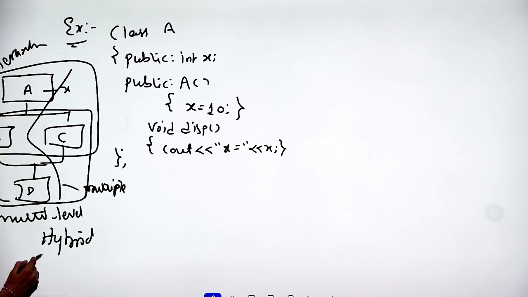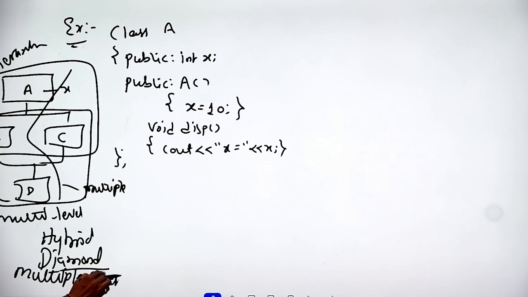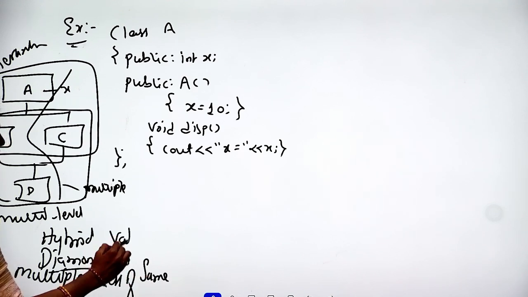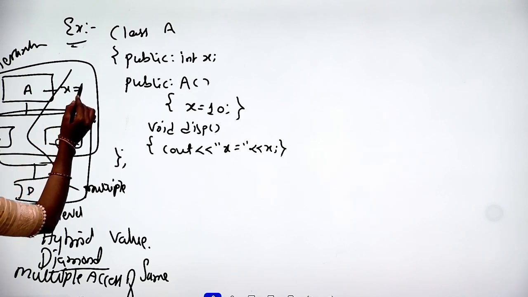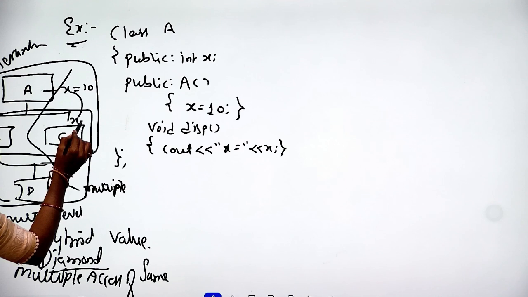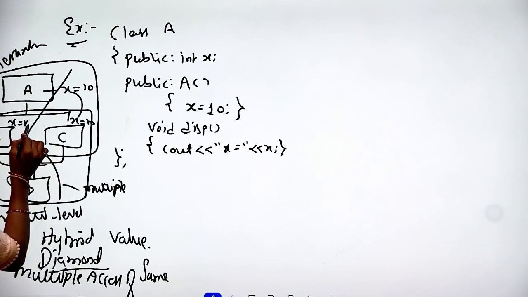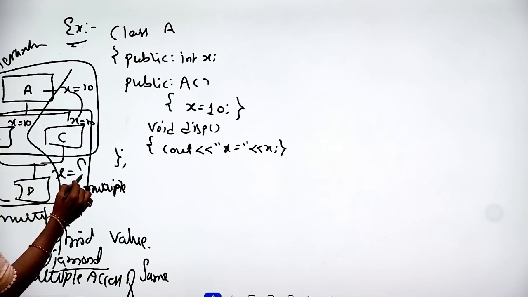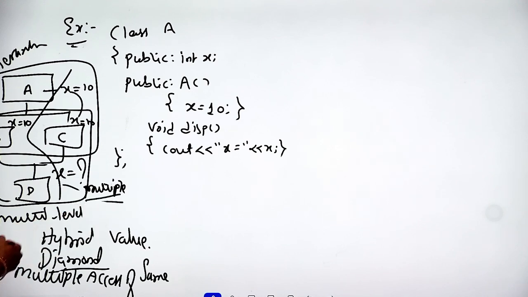And hence, it has the diamond problem now. That is multiple access of the same value. Okay, so now we are going to this one. Here x equal to 10. Again, this is inherited x equal to 10. Here again, it is x equal to 10. Now there is a big question mark for D: which x is to be taken? Multiple copies are coming, so which x is to be retained?